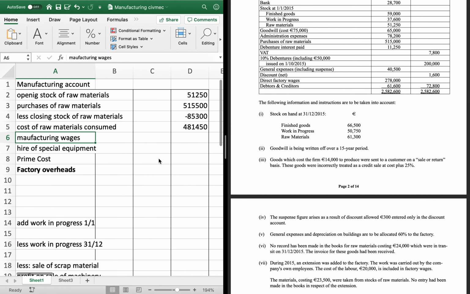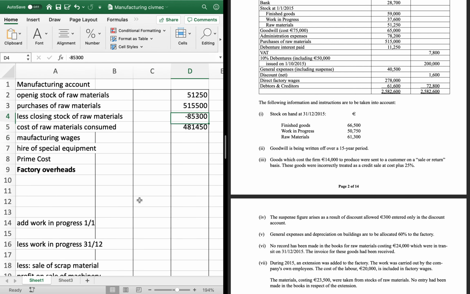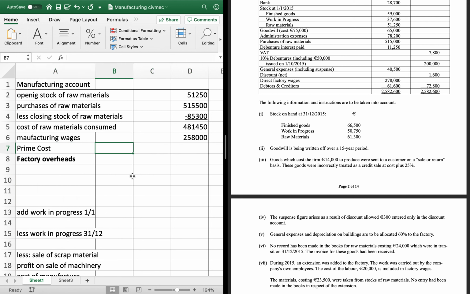Okay, so you've got your prime cost then. So your manufacturing wages or your direct wages. That's from our question. So factory wages are 258. Now there's no hire of special equipment, so we'll just delete that. In a lot of questions there's a hire of special equipment, and that goes in there. So you add on your manufacturing wages, and that gives you your prime cost. Okay, 739,450.